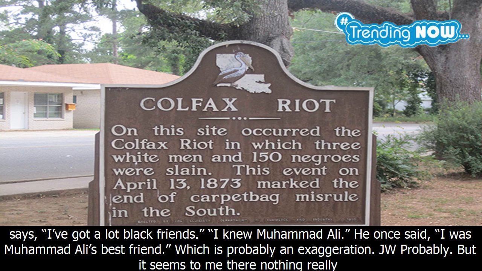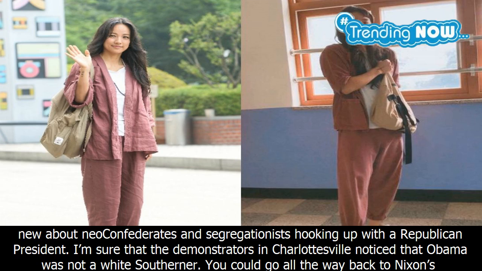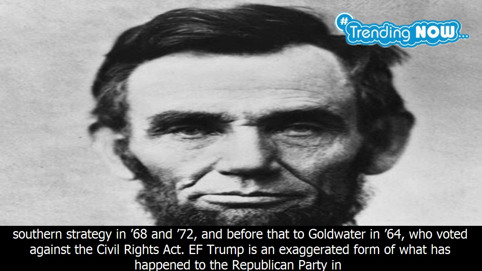But Trump says, I've got a lot of black friends. I knew Muhammad Ali. He once said, I was Muhammad Ali's best friend. Which is probably an exaggeration. Probably. But it seems to me there's nothing really new about neo-confederates and segregationists hooking up with a Republican president. I'm sure that the demonstrators in Charlottesville noticed that Obama was not a white Southerner.